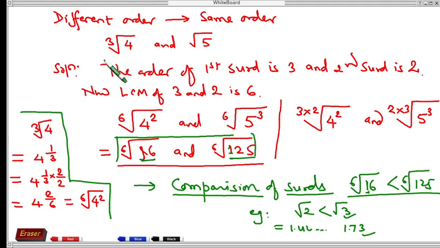If you have been given different order surds, convert into the same order and compare. If they are at this stage, directly compare whether the number inside the radical sign is greater or not, and if yes, that is the greater surd, otherwise not.